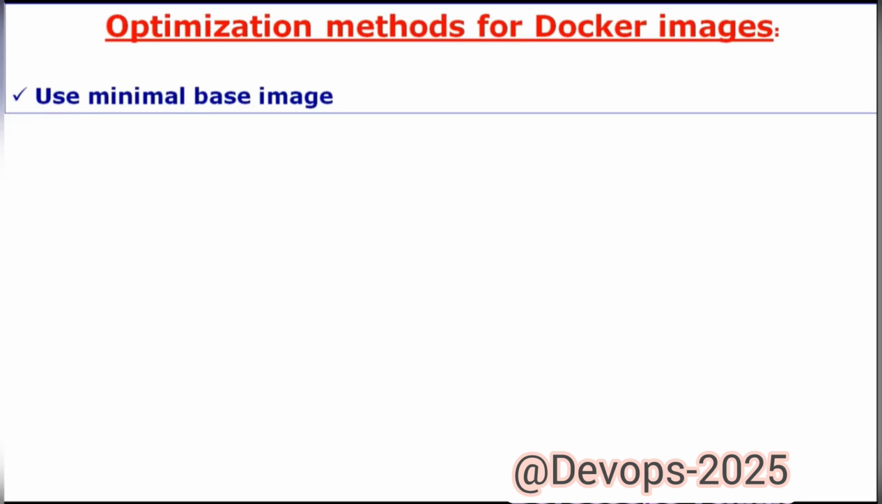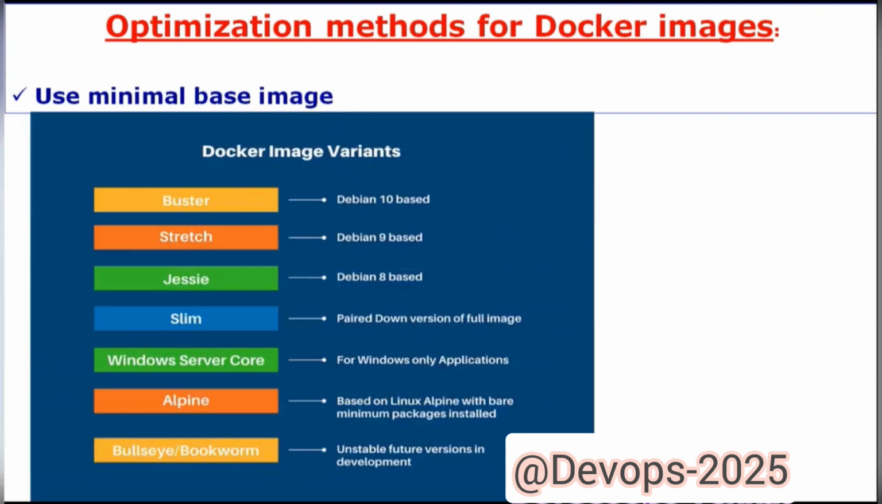There are a lot of base image variants available. Few base images have everything, and few base images have only certain things that we need or expect. So we need to find out the most optimal base image which is useful for us, or which has only the things that we need based on our requirement. That's what we call a minimal base image.